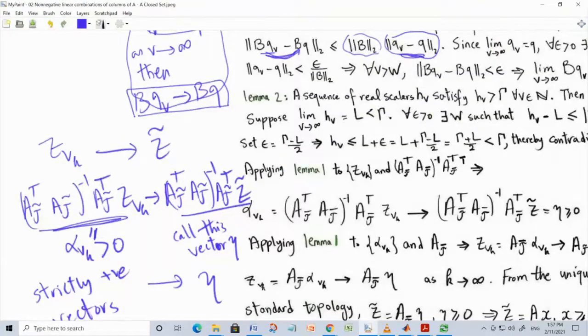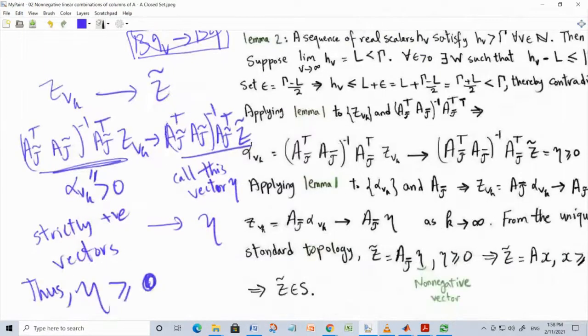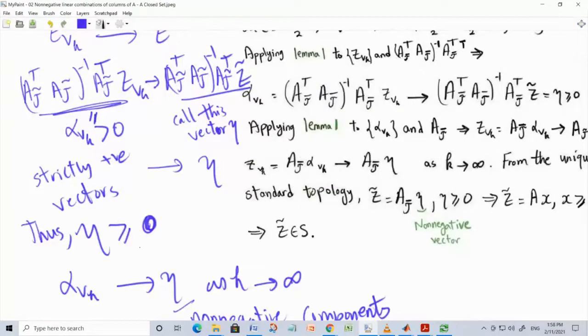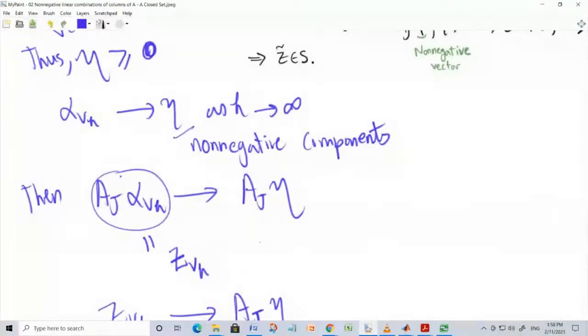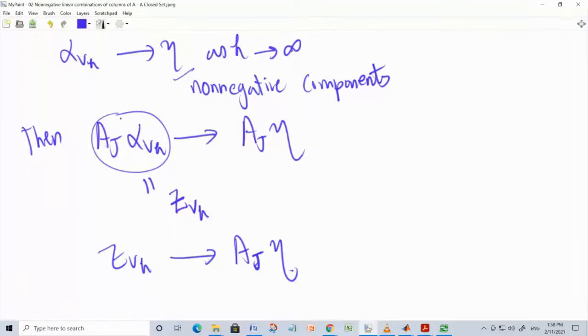Now multiply by this matrix. So this sequence will converge to this vector here, which we call eta. But this sequence is basically the alphas, and those are vectors with strictly positive components. So if they converge, and they do converge here, they converge to a vector with non-negative components. So eta is greater than or equal to 0. Now multiply by Aj. So now we can say that z vk converges to Aj eta.